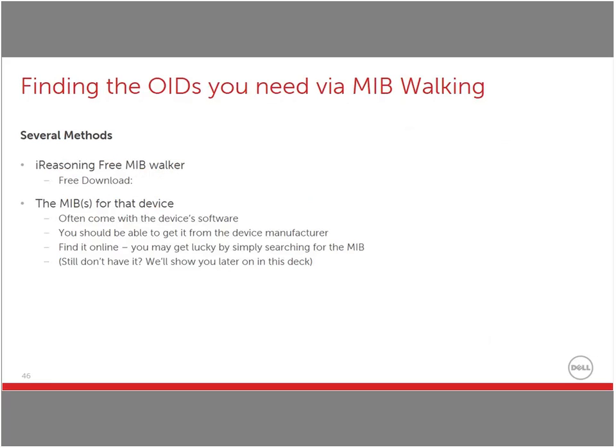Okay, so super high-level OIDs found in the generic MIB. Assuming you have the MIB or the MIBs, you can use a free MIB walker that you can download and install. iReasoning is a really, really good one, and they have a free edition. Recommend that. Oftentimes your MIBs came with your device's software when you bought it. You should be able to get it from the device manufacturer if you don't have the MIBs. You can find it online. Oftentimes, just Google for the device that you want, the name and the MIB, and that's how I find it sometimes. And sometimes they even have information in there that makes it easier for you. And if you still don't have it, that's okay. We're going to show you later on in this deck how you can actually find it yourself.